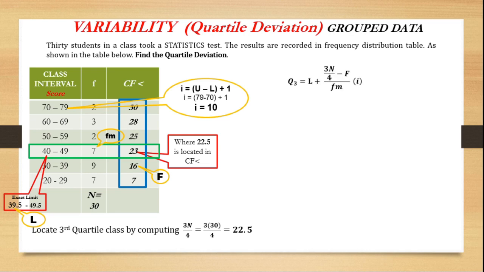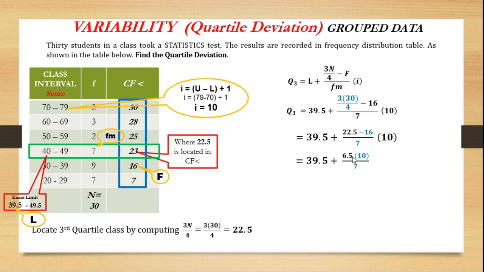So using the formula for the third quartile, lower class boundary plus 3n divided by 4 minus the uppercase F divided by the Fm times i. Substituting the values, we have 39.5 plus 3 times 30 divided by 4 minus 16 divided by 7 times 10. So let us now simplify first the 3 times 30 divided by 4. That gives us 22.5. Then afterwards, 22.5 subtracted by 16, as we are going to update our equation. So 6.5 times 10 divided by 7.